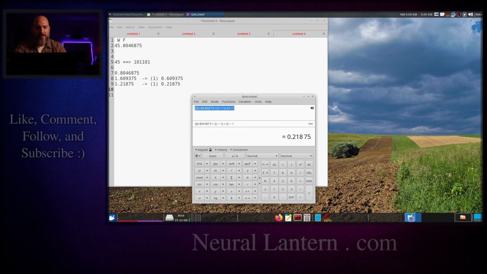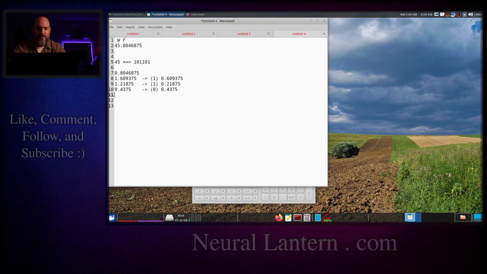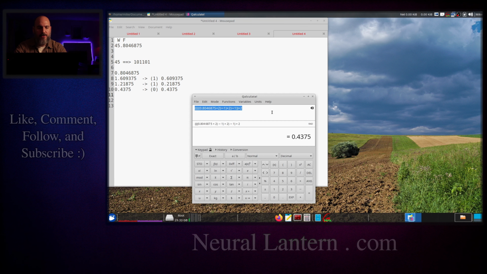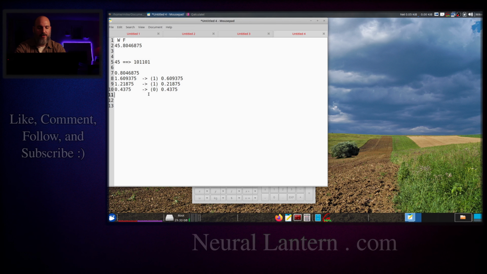So I'm going to do -1 and then times 2 to make sure the calculator agrees with me. 21875. Okay, then I'll multiply by 2 to get the next number. 4375. And that's not equal to or greater than 1, so we'll put a 0 there, and we won't subtract anything, so it's just going to be 0.4375 again. Then we'll multiply that by 2 to get the next number. It's going to be 0.875. Again, this is not 1 or greater, so we have 0 in the binary position, and we don't subtract anything, 0.875.